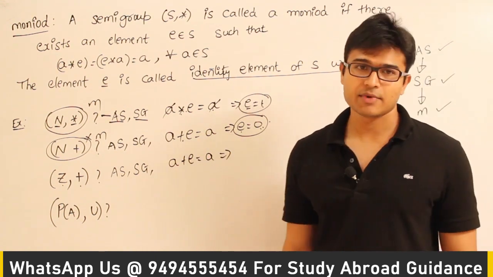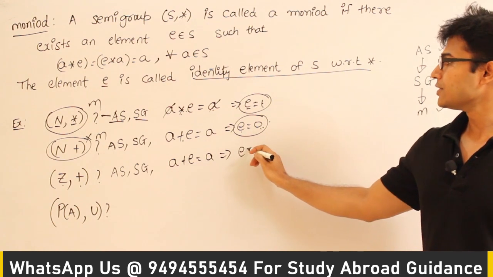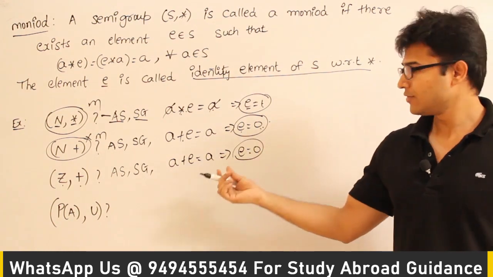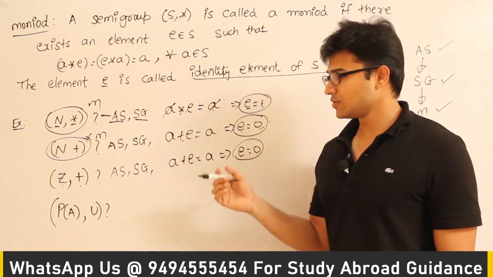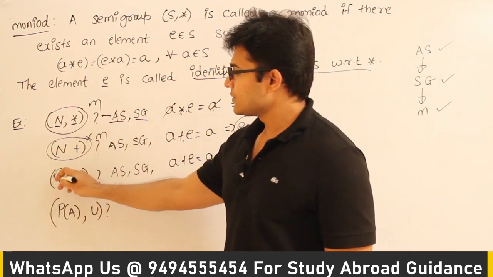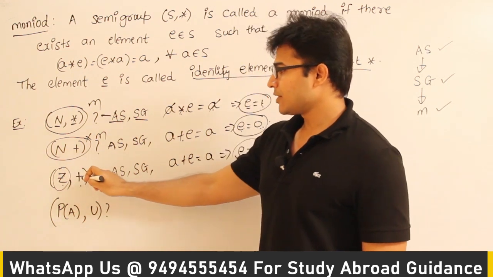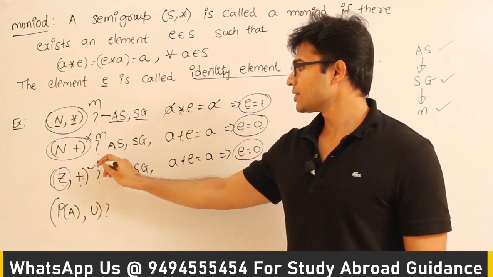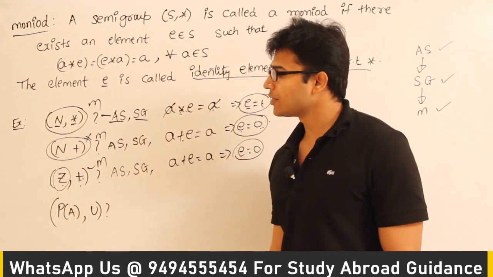This should be satisfied by the identity element. Now what does it mean? E equal to 0. Now if you take the set of integers, definitely 0 is present in the set of integers, so this particular set contains an identity element with respect to this particular operation, therefore it is a monoid. Yes, this particular set is a monoid with respect to this operation.